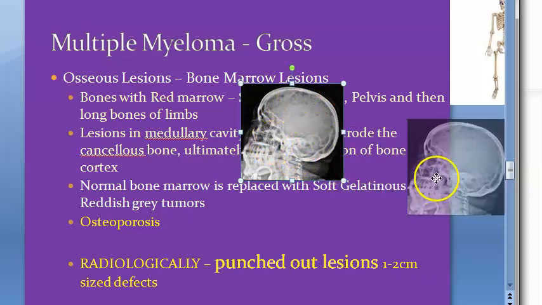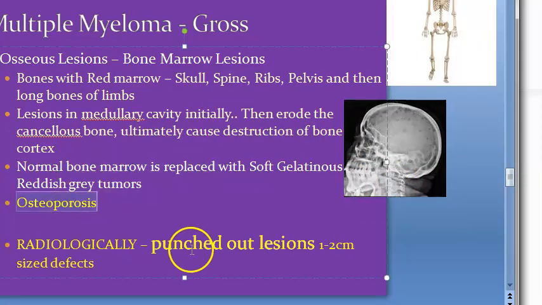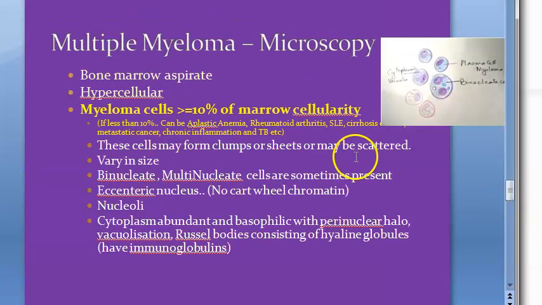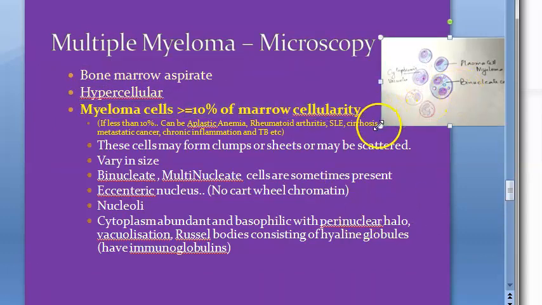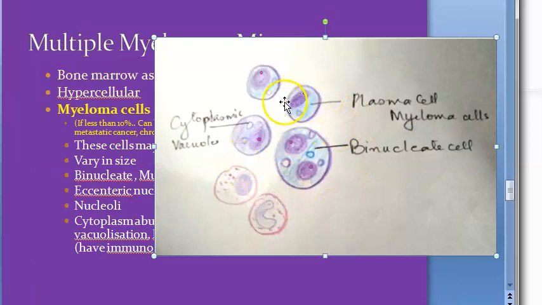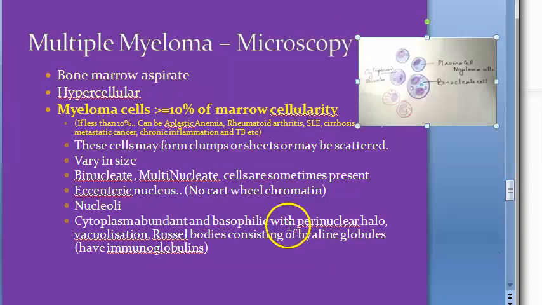Correct? Then osteoporosis. There will be 1 to 2 centimeter sized defects, such big defects will be there. Then coming to microscopy, you will see that bone marrow is hypercellular. The myeloma cells are more. You can see here, we have explained here. The plasma cells, the myeloma cells are more. The plasma cells will become such that there will be binucleate, also multinucleate cells. There will be cytoplasmic vacuoles, nucleolus is prominent, etc. Right? So plasma cells only are more.